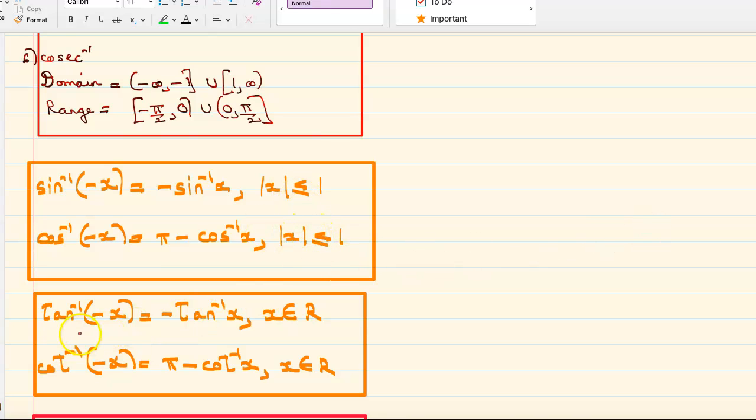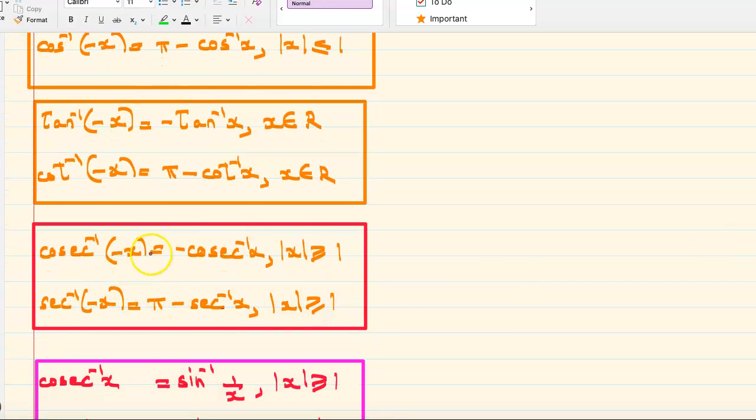And tan inverse of minus x is minus tan inverse x. Cot inverse of minus x is pi minus cot inverse x, where x belongs to R, which is the domain of tan inverse and cot inverse. Cosec inverse of minus x is minus cosec inverse x. Sec inverse of minus x is pi minus sec inverse x for all mod x greater than or equal to 1, which is the domain of sec inverse and cosec inverse. So these help you in finding the principal values. They are very useful, these six formulae.